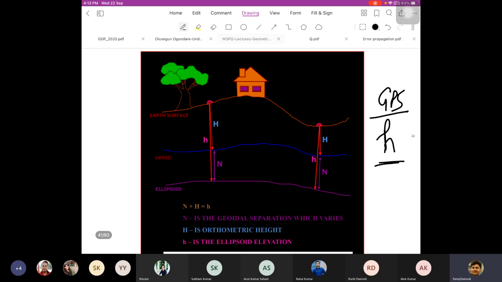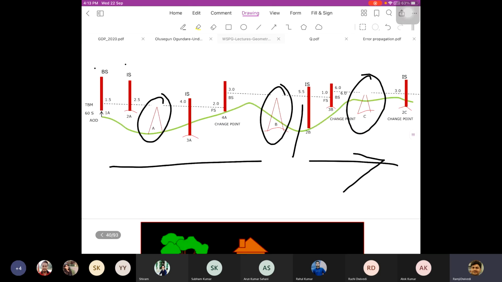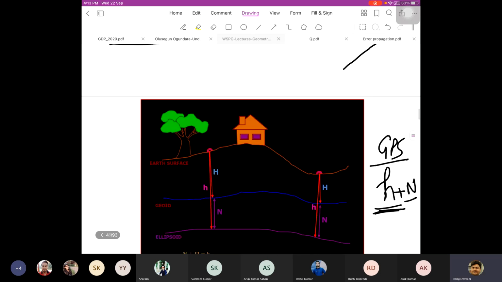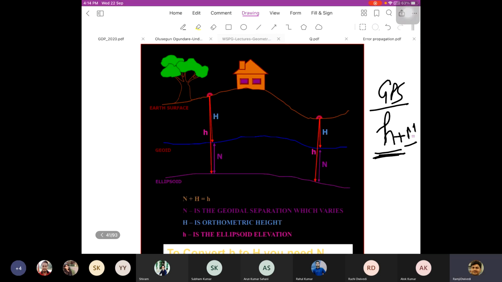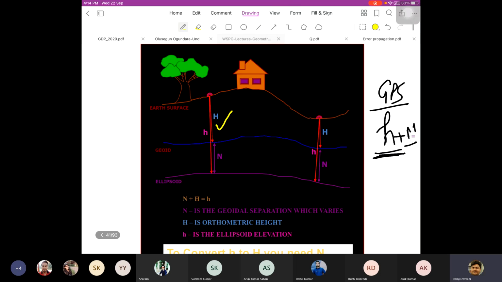So if you place it on a certain platform and you get the value h, you can have this N value with you, and you can directly compute the capital H. The height we are talking about, the capital H, which is very much clear, is the orthometric height, the small h is the ellipsoidal height, and this is the geoidal undulation.